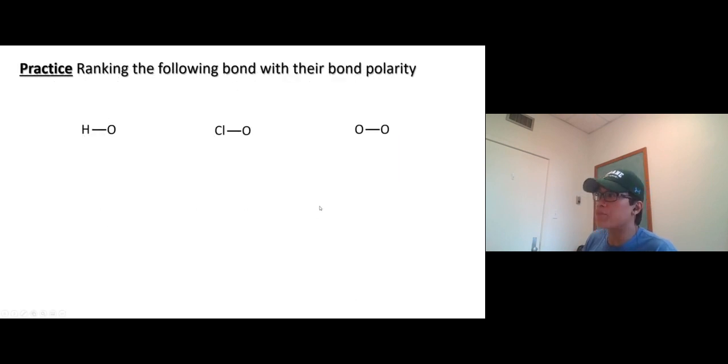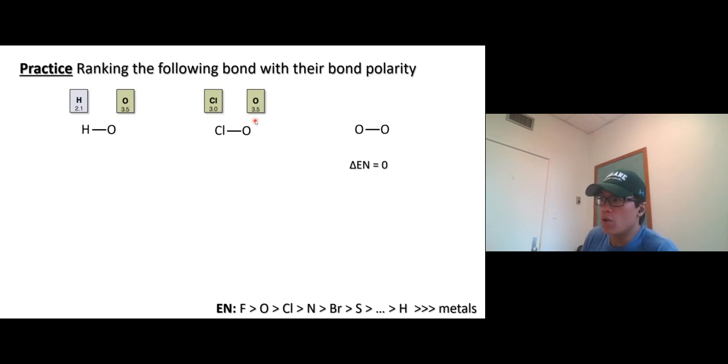Ranking the following bonds by their polarity. We have an electronegativity chart right there. I'm going to teach you how to use it a bit later, but if you want to calculate it, you can. Oxygen and oxygen have the same electronegativity, so no difference, 0. This is a totally non-polar covalent bond. Then chlorine and oxygen, and hydrogen and oxygen. You can look up the electronegativity anywhere. The differences are 0.5 and 1.4. So the bond polarity ranking is the OH bond, then the ClO bond, then the OO bond.